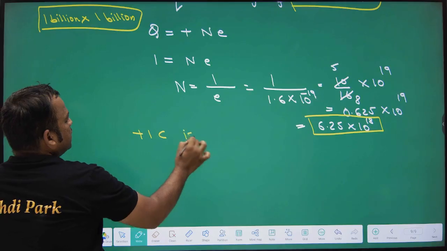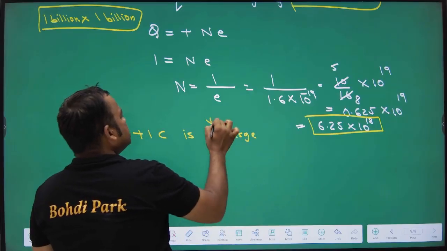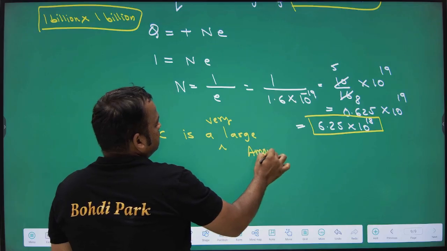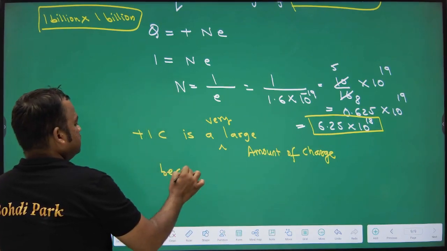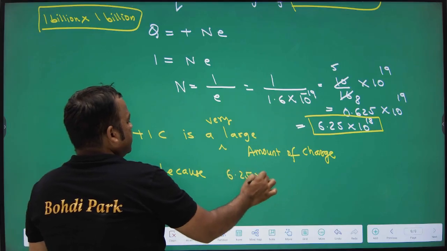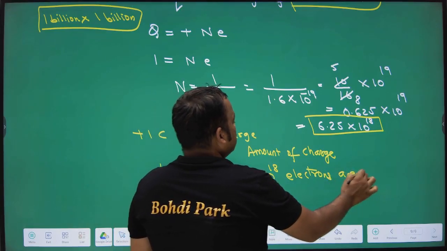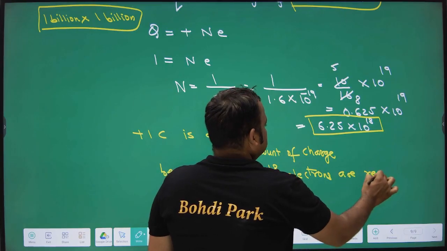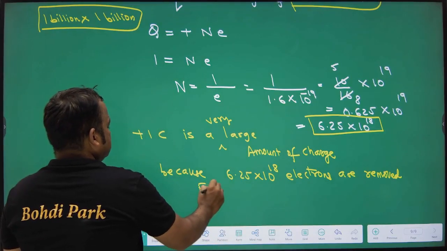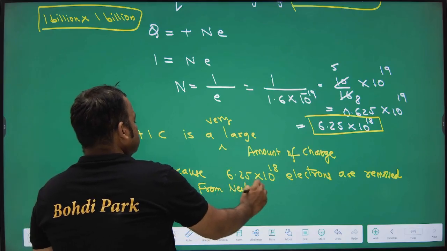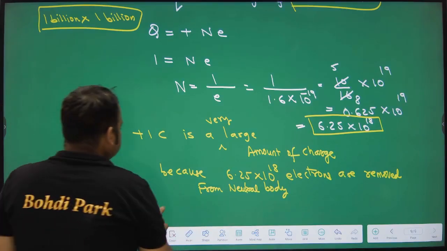So plus 1 coulomb is a very large amount of charge, because 6.25 into 10 raised to 18 electrons are removed from a neutral body. It is not easy to do.